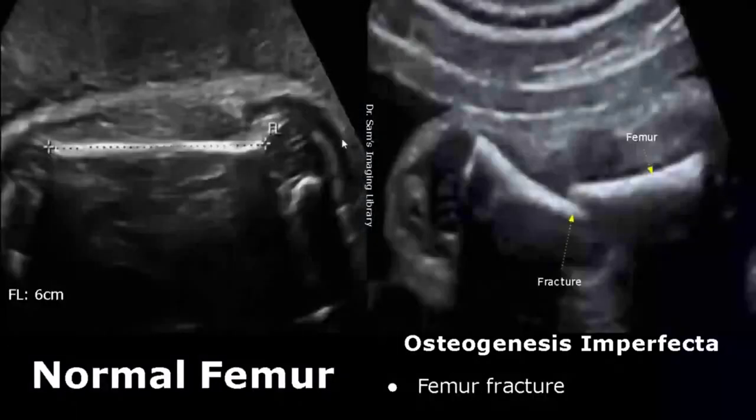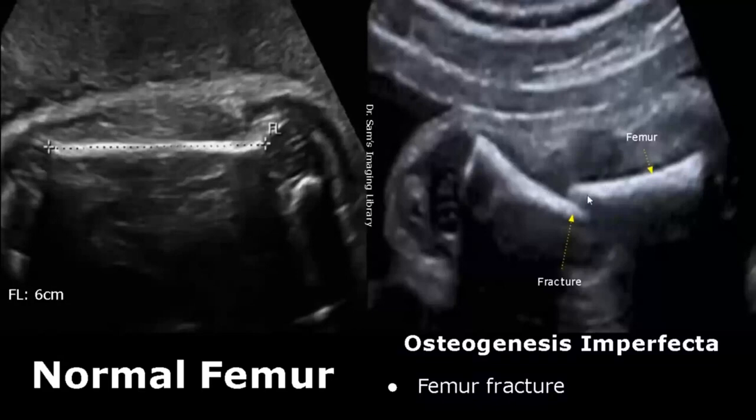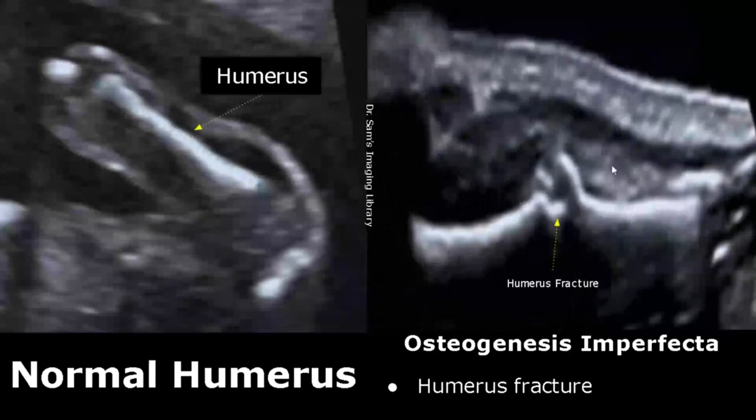This disorder also causes fractures in long bones. We may find a fractured femur, which will look like this. In this image, we see a fractured humerus. You can see a disruption in the bone right here.